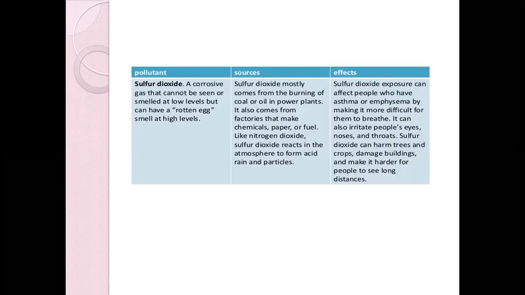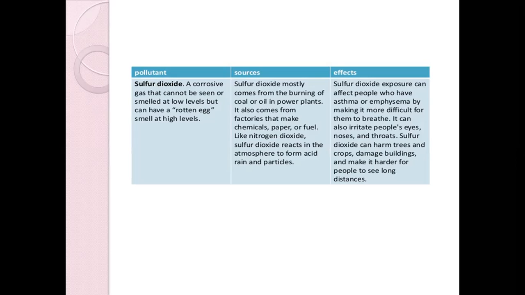Okay, so just like nitrogen dioxide, sulfur dioxide also combines in the atmosphere and can cause acid rains, as well as some particles. The main effects of sulfur dioxide are that it can cause people to have asthma or emphysema. So what is emphysema? Emphysema is the disease which causes damage to the alveoli, or the air sacs.